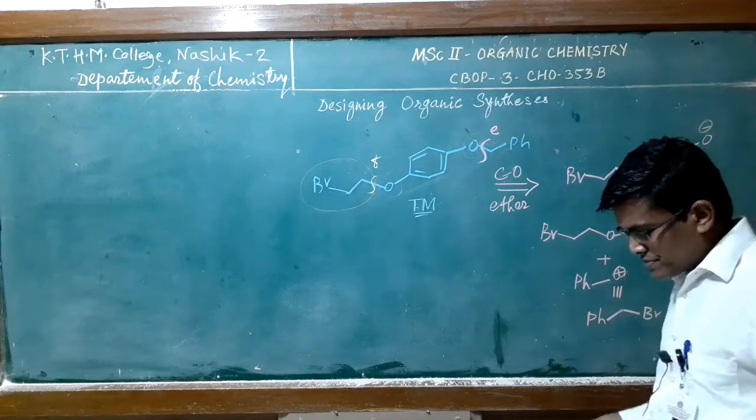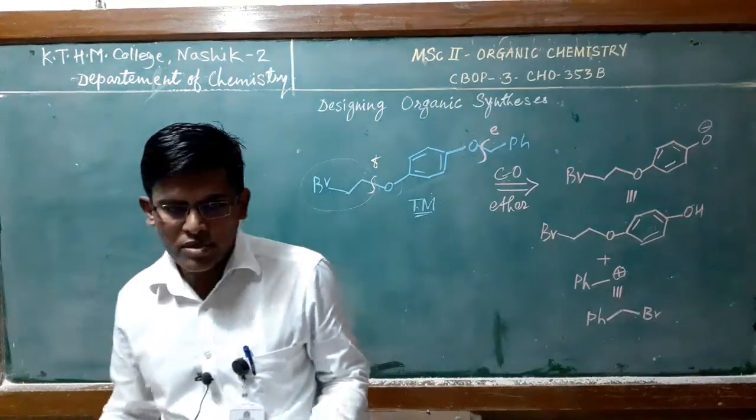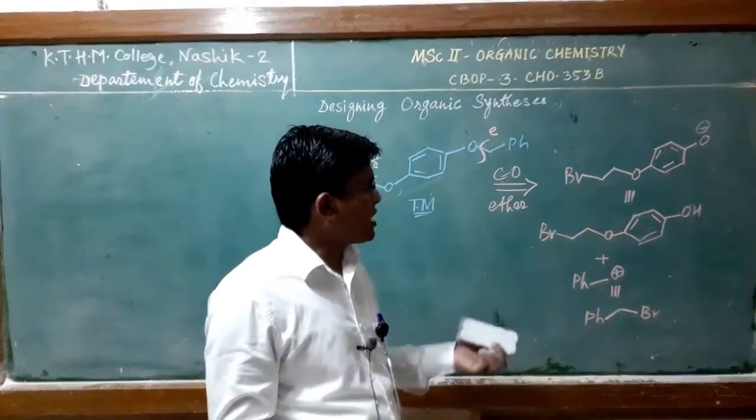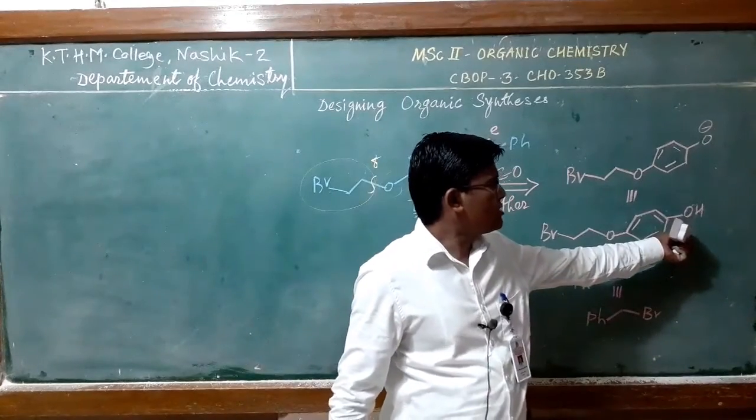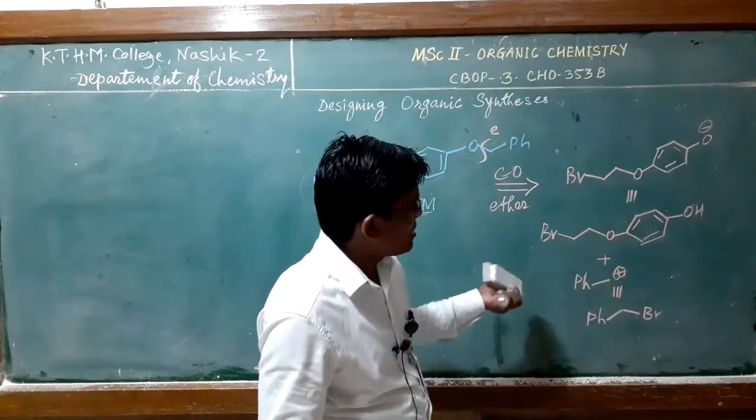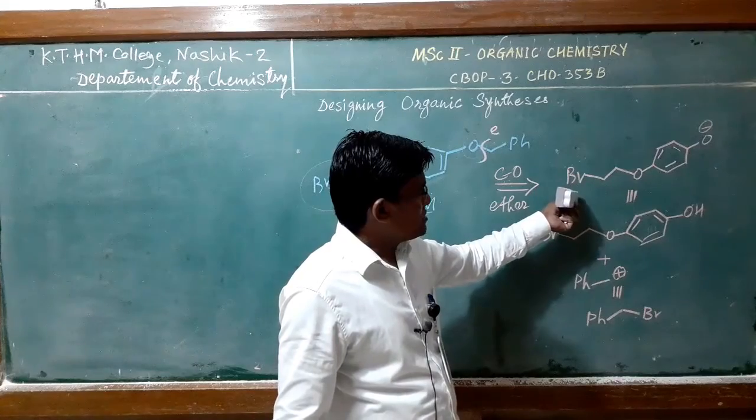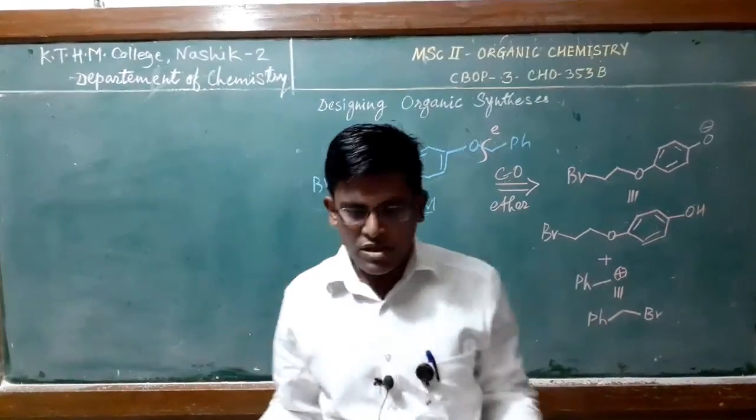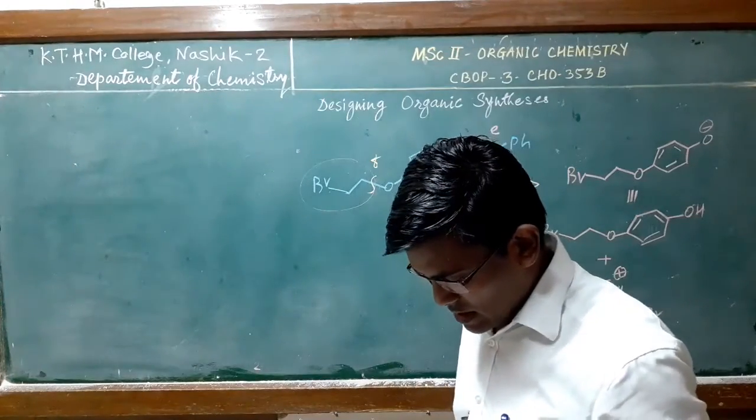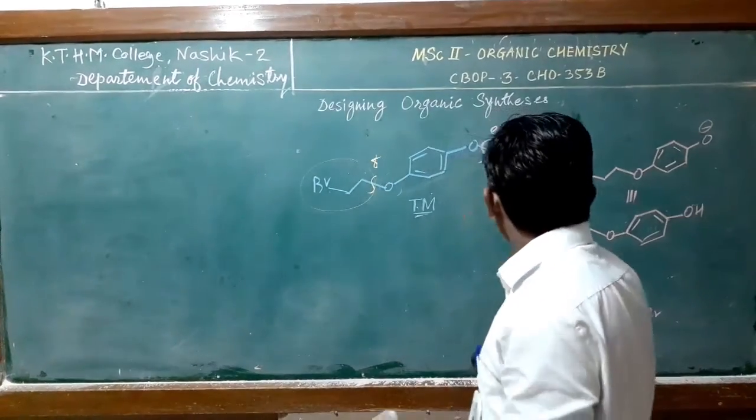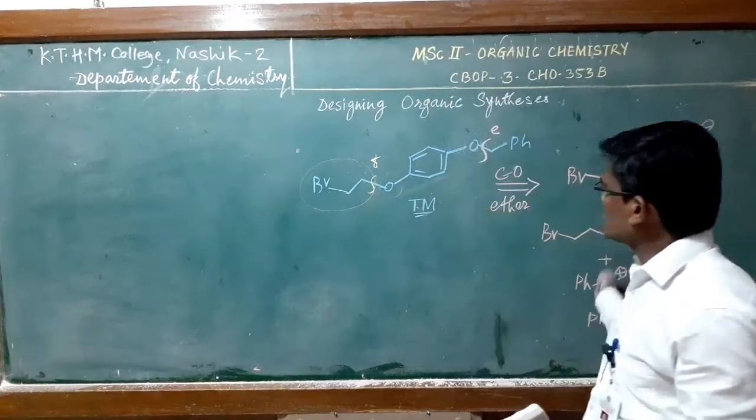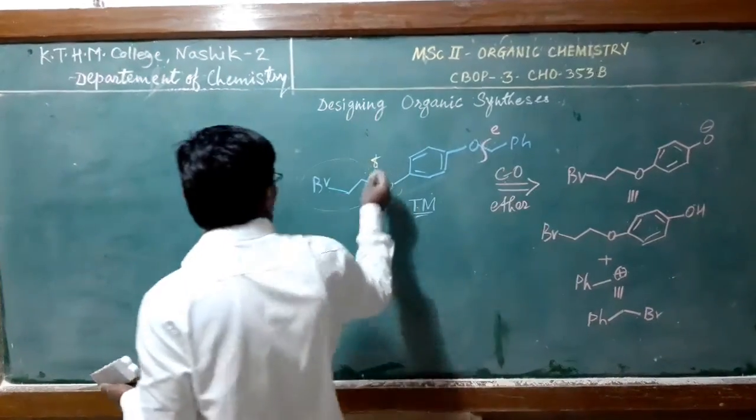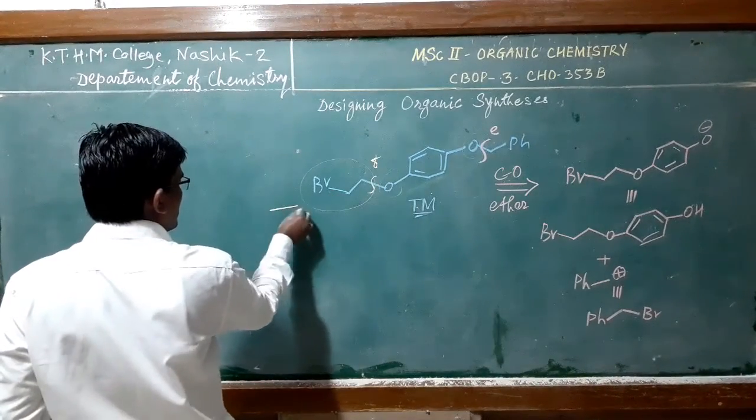So here you will observe the chemoselectivity problem. When you are going to alkylate the phenol, this bromide itself is acting as an alkylating agent. So it will cause a chemoselectivity problem. Then to avoid the chemoselectivity problem, we will go by this route, the F cleavage.